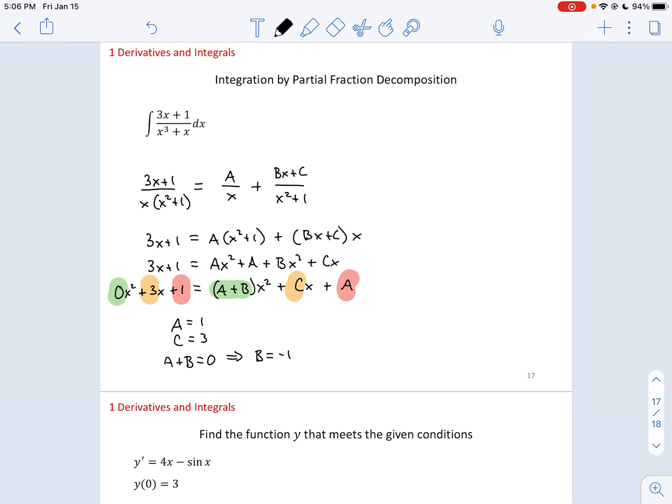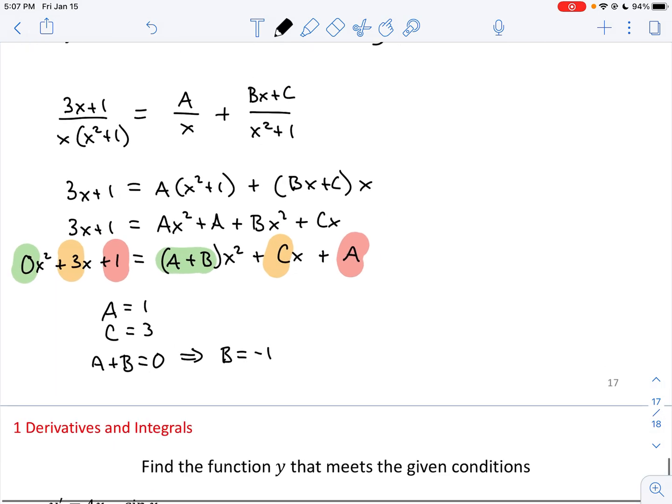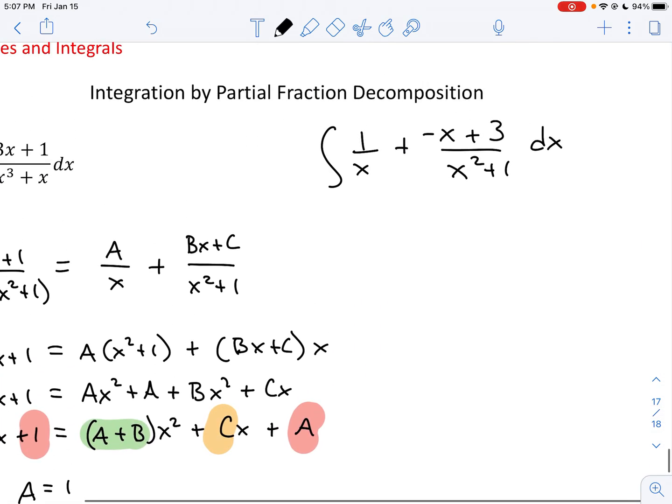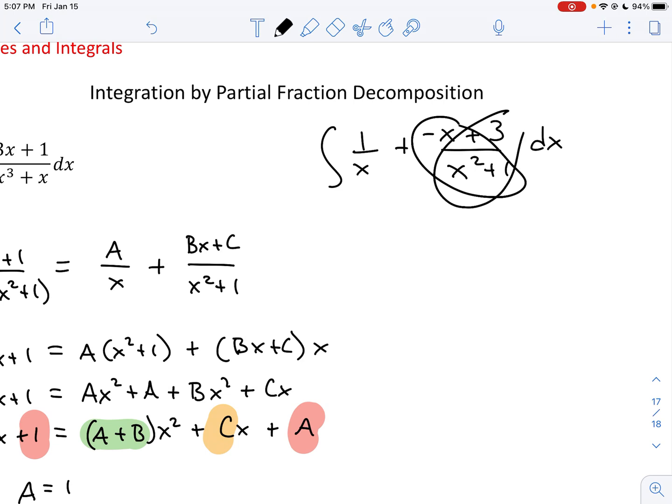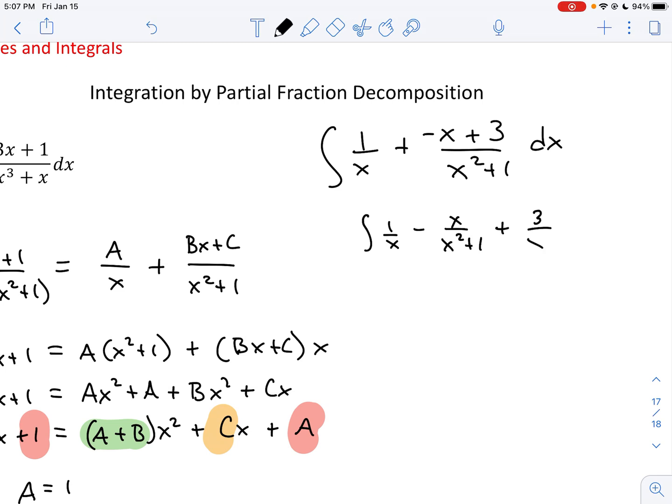And then I can rewrite the problem. We have a over x, so we have 1 over x. We still need to integrate. Plus bx, so negative x, plus c, so plus 3, all over x squared plus 1. And then we get this far. Now from here, I recommend splitting this x squared plus 1 under each part of that numerator. So we get integral of 1 over x minus x over x squared plus 1, and then plus 3 over x squared plus 1.